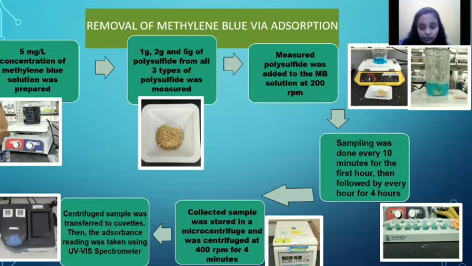The sampling was done every 10 minutes, then followed by every hour for the next 4 hours, so the total sampling time is 5 hours. The samples were collected in a microcentrifuge tube, then centrifuged at 400 rpm for 4 minutes. The centrifuged sample was then transferred to a cuvette so that we can record the reading in the UV spectrometer.